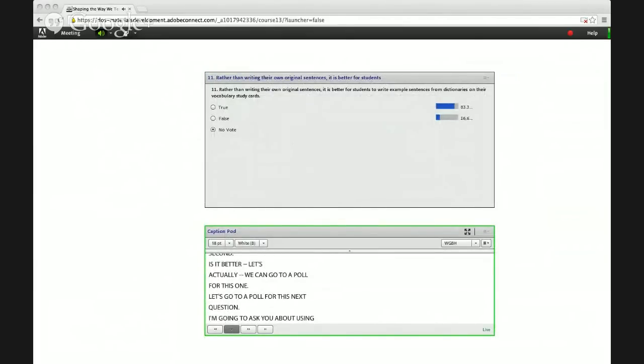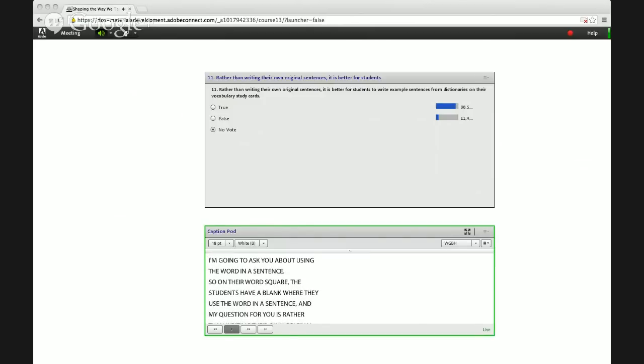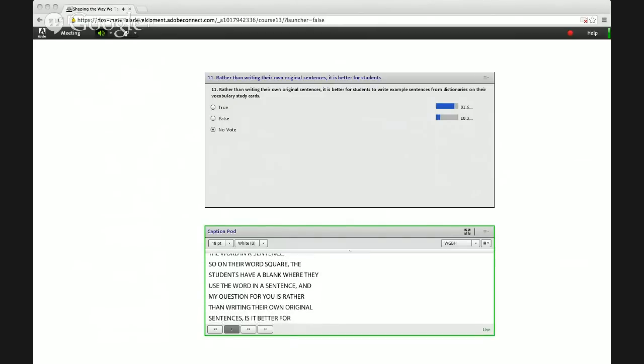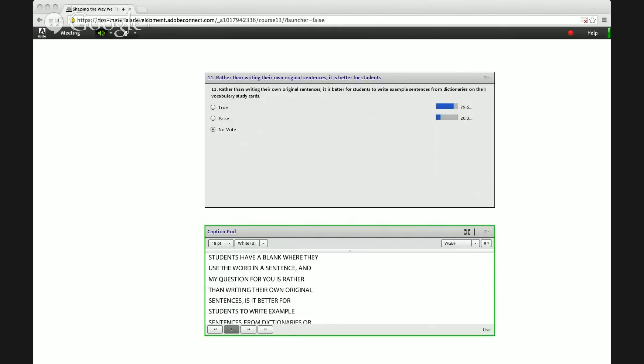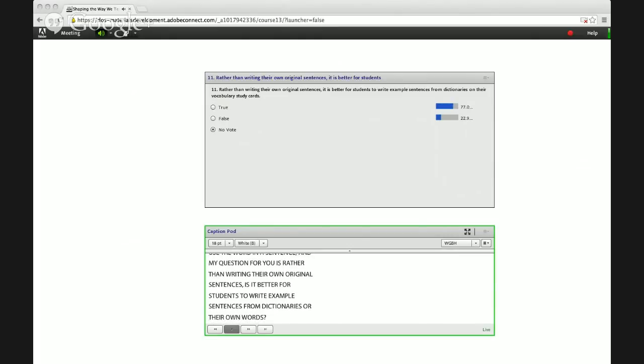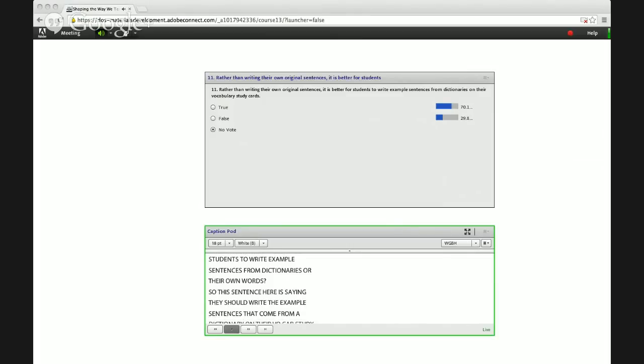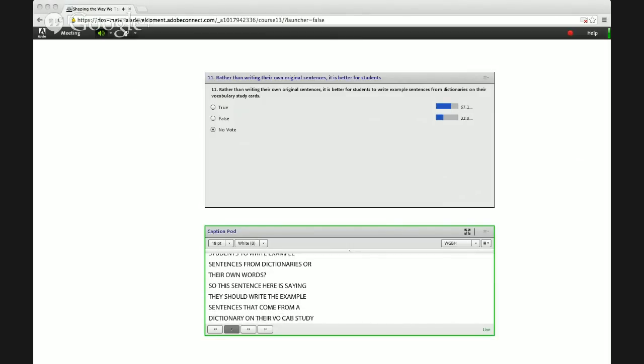On their word square, the students have a blank where they use the word in a sentence. And my question for you is, rather than writing their own original sentences, is it better for students to write example sentences from dictionaries or their own words? So this sentence here is saying they should write the example sentences that come from a dictionary on their vocab study card. I see most of us say true. Not everybody, though. Some people are saying false. So I'm curious to know what your reasons might be.